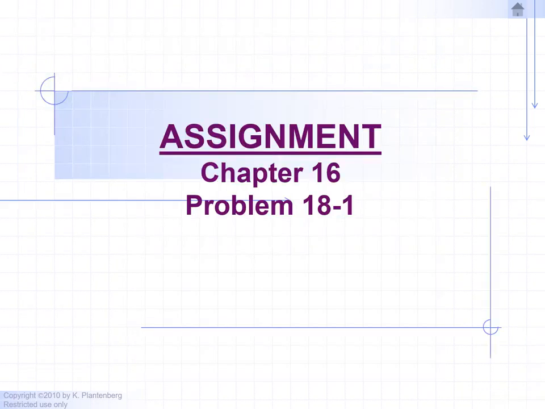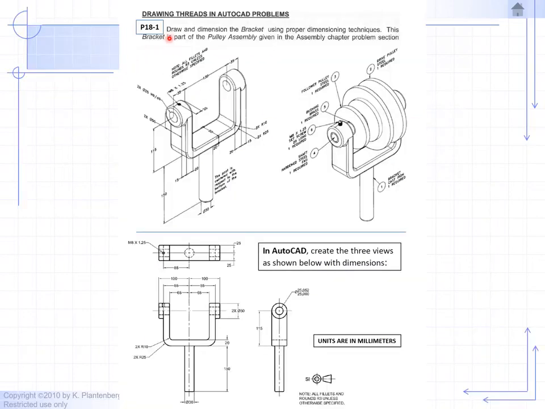All right, for your assignment, even though this is chapter 16, threads using AutoCAD, we're going to do a problem from the back of chapter 18. So we'll be going over problem 18-1 for your assignment. Problem 18-1: draw and dimension the bracket using proper dimensioning techniques. This bracket is part of the pulley assembly given in the assembly chapter problem section.